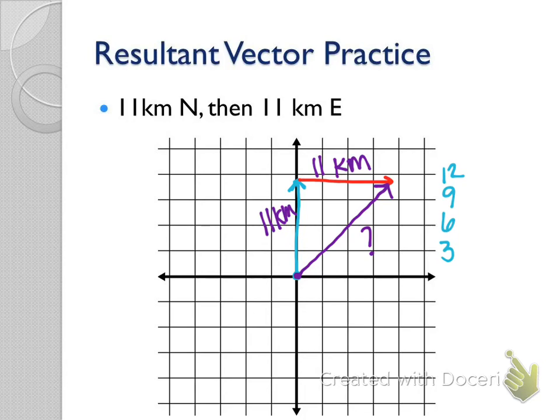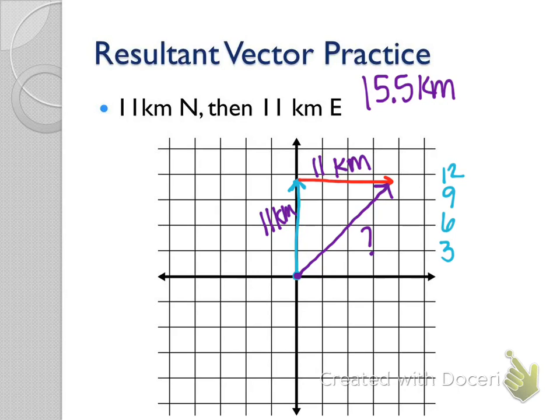Will our resultant vector be larger or smaller than 11 kilometers? Larger. Should be larger, right? Because it's the hypotenuse of our triangle. So tell me what we got for our resultant vector magnitude. 15.5 kilometers. But in what direction?